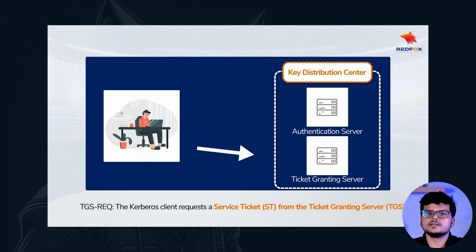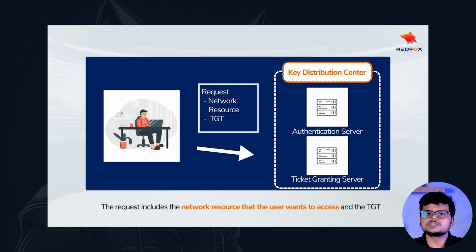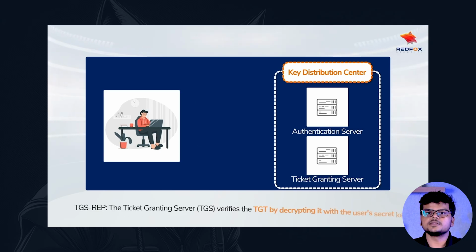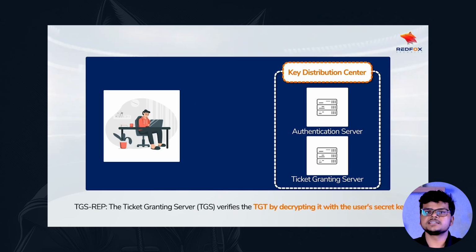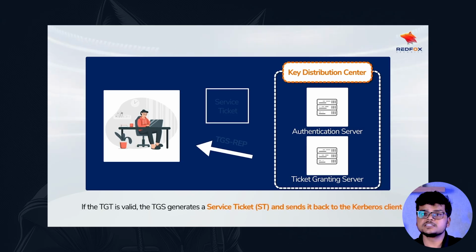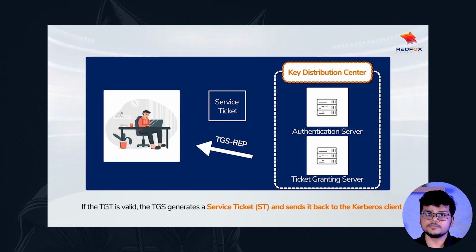TGS-REQ. The Kerberos client requests a service ticket from the ticket granting server. The request includes the network resource that the user wants to access and the TGT. TGS-REP. The ticket granting server verifies the TGT by decrypting it with the user's secret key. If the TGT is valid, the TGS generates a service ticket and sends it back to the Kerberos client.